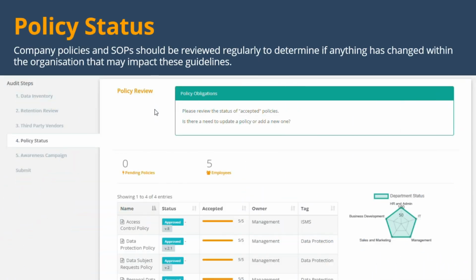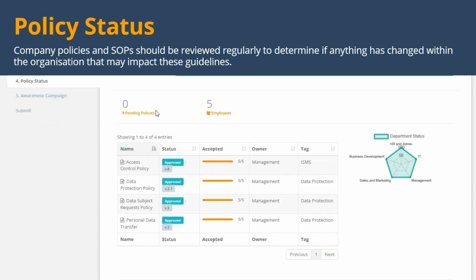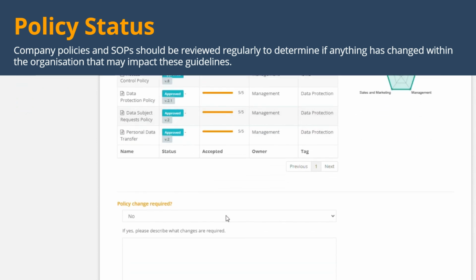The policy status. It is advisable to regularly review all company policies and SOPs to determine whether anything has changed in the company or its processes that needs to be taken into account and may have an impact on these documents. Indicate that there have been changes by selecting Yes. Then state the policy or procedure to which the change relates and explain what needs to be adjusted. For example, because there is a new DPO in the organization, the contact details in the data protection policy need to be updated. Click Next to save the information and move on to the next topic.